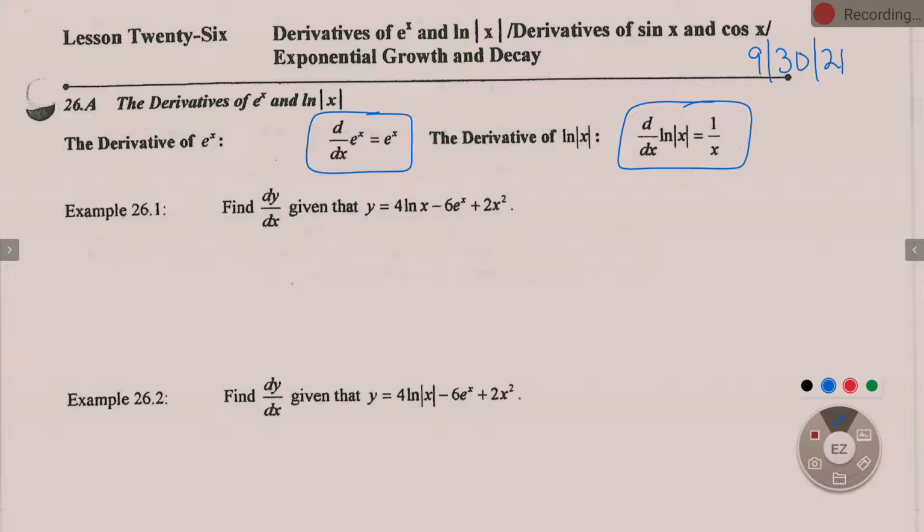So example 1. Find dy dx. So find the derivative, given that y equals 4 natural log of x minus 6 e to the x plus 2x squared. Yes. So like yesterday, remember yesterday we learned sums and differences to find the derivative of each term. So we're going to look at this individually here.